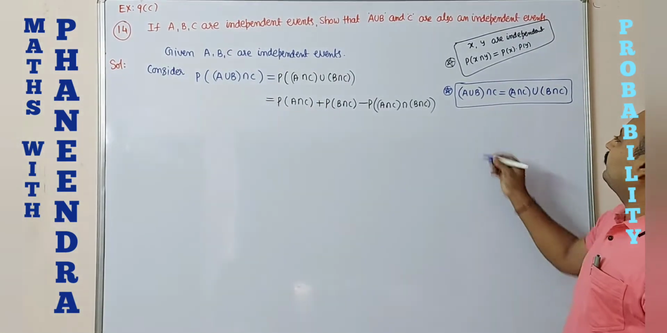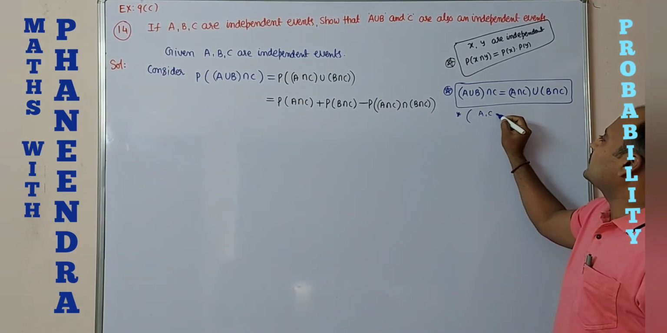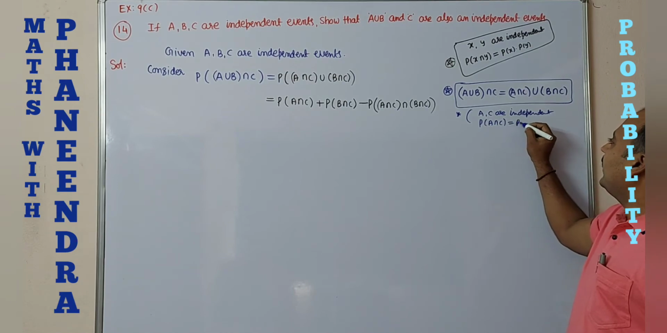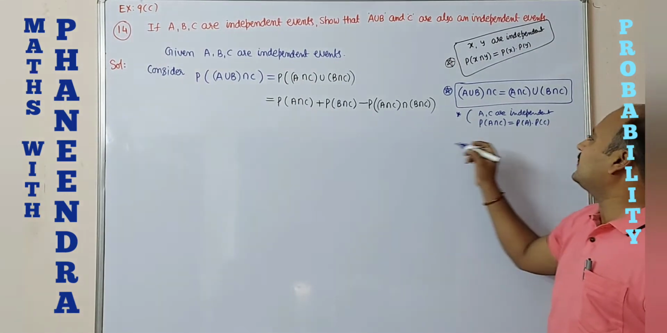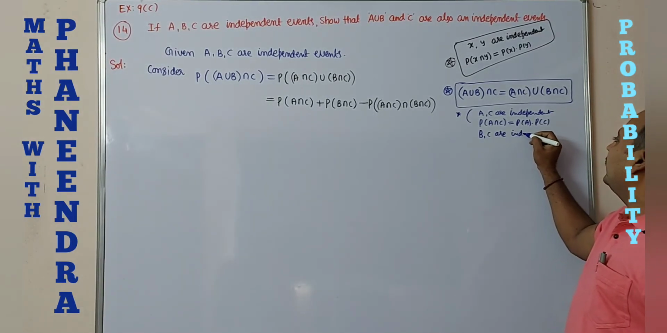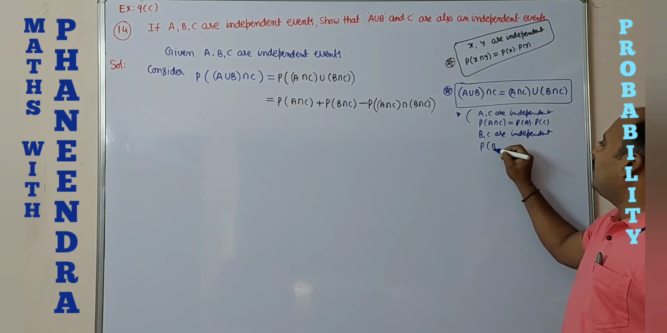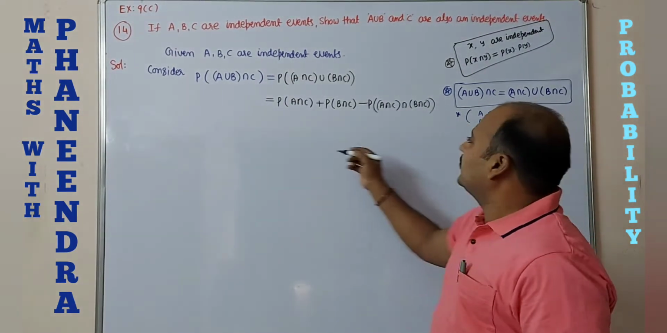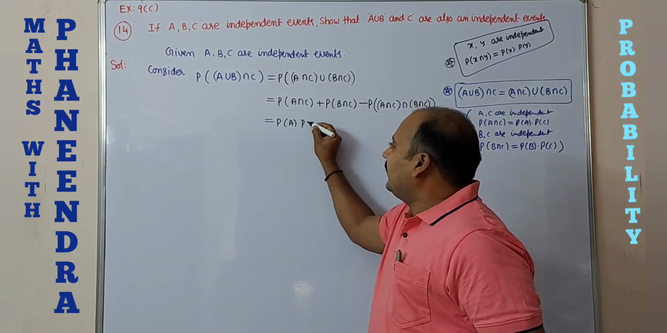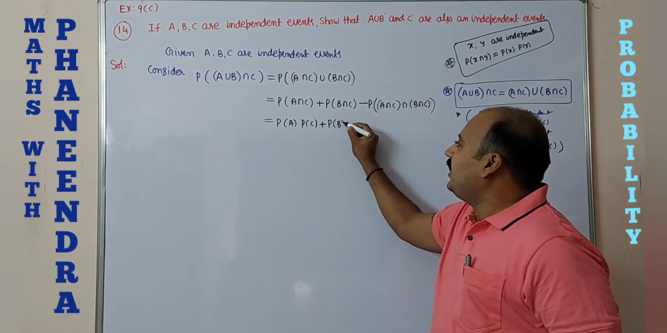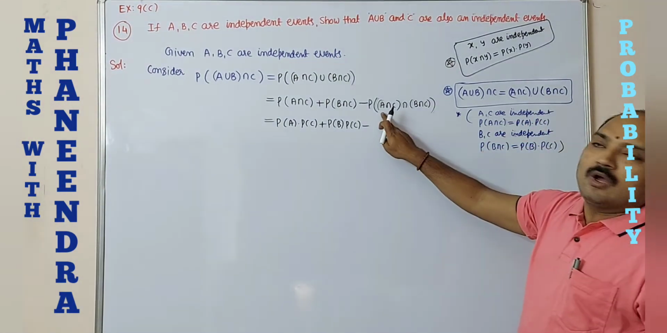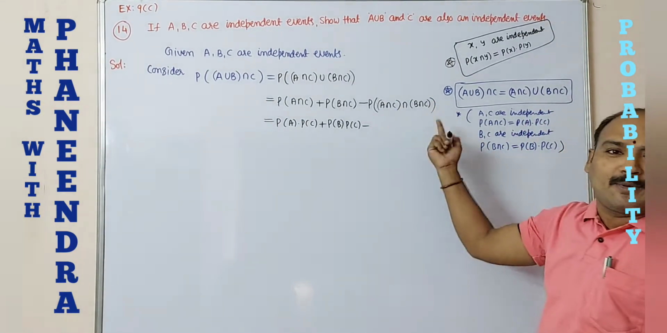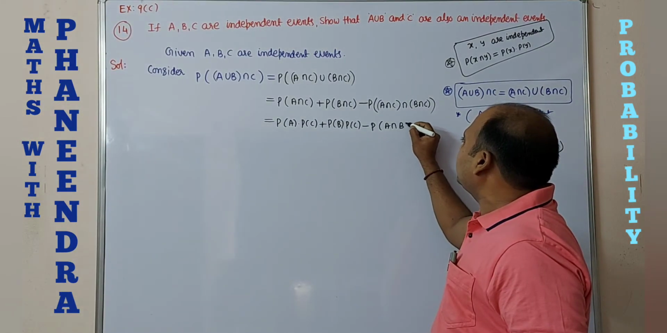See here, one more step. A comma C are independent, then P of A intersection C can be written as P of A into P of C. Similarly, B intersection C: B comma C are also independent, so we can write P of B intersection C equal to P of B into P of C. So by using this independent concept, P of A into P of C plus P of B into P of C minus, again, A intersection C intersection B intersection C is common only, so P of A intersection B intersection C.